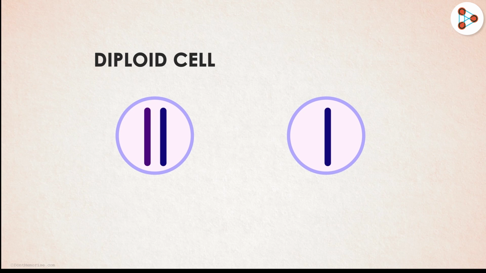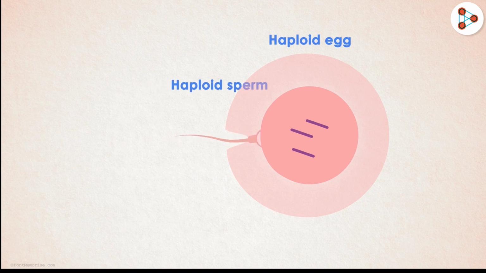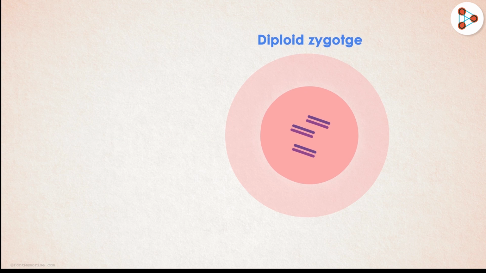But the sex cells do not have two sets of complete chromosomes. They are therefore called haploid. Diploid chromosomes are referred to as 2n, while haploid chromosomes are referred to as n. Why do we have half the total chromosome numbers in the sex cells? As we know, in sexual reproduction, both the parents contribute equally to the chromosomal numbers.